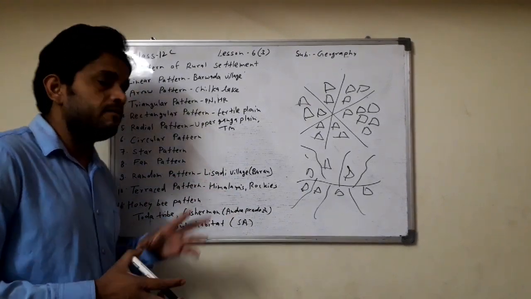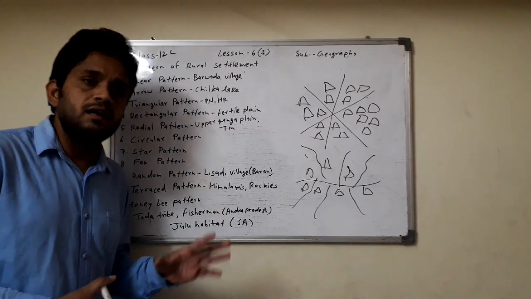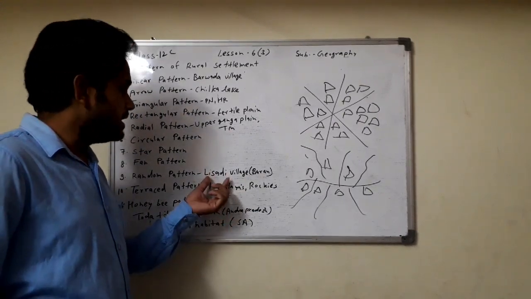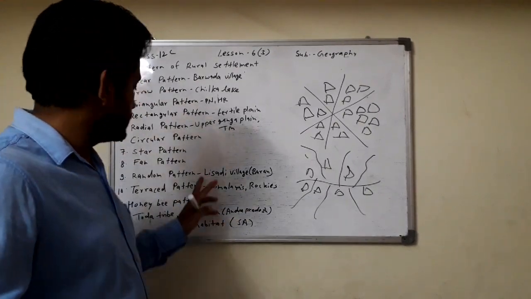A famous example of the random pattern is found in Lisadi village, Baran district of Rajasthan. The example is Lisadi village.